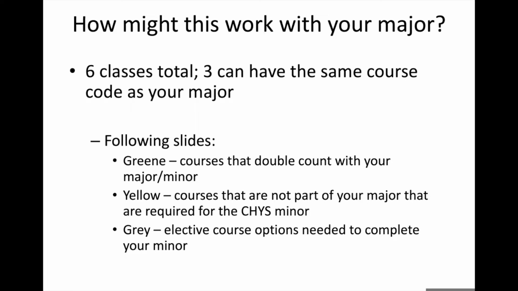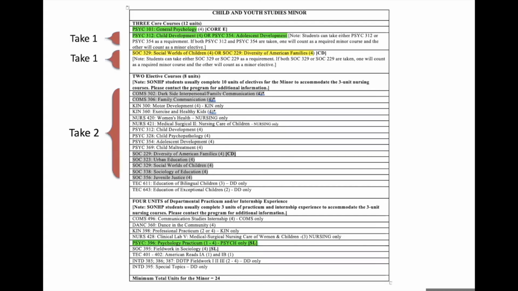So in the next coming slides, I want to show you how this might be tailored a little bit based on your major. In the following slides, any courses that are green are ones that might double count towards your major and your minor. Yellow courses are ones that are not part of your major that are required for the minor. And any gray courses are ones that would be elective options. So in these next couple minutes, you might want to just pay attention to those slides that really fit your major. Let's say, for instance, you are a psychology major.